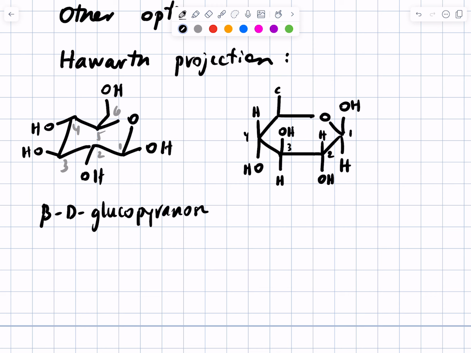the CH2OH, that's carbon 6, will be up, and then the hydrogen would be down. I don't like how I've drawn that, so I'm going to omit the hydrogen on carbon 5, but you can envision it there. So that's one common way to draw carbohydrates.